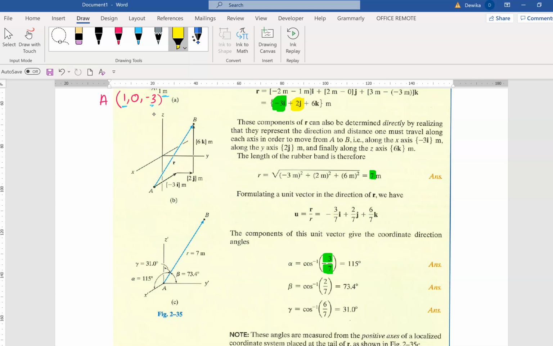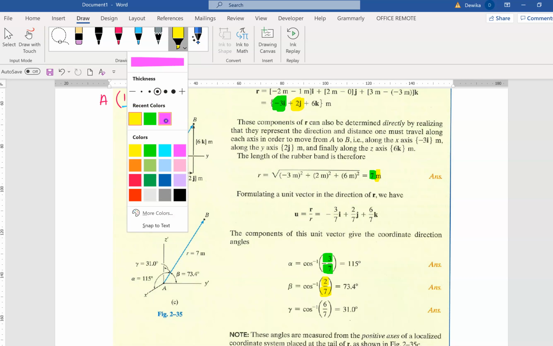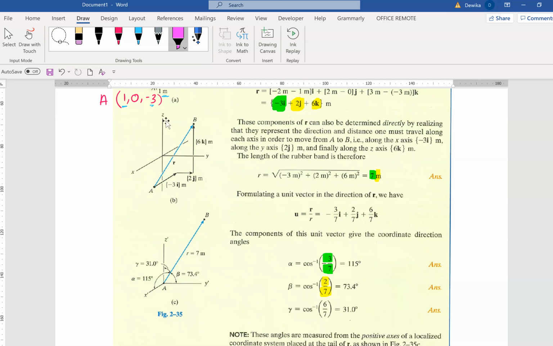And then we have positive 2. Positive 2 over 7, the magnitude of 7 here. Okay, that would be your beta. And the last one, you take the 6. Okay, you take the 6 and you divide by 7, so you get 6 over 7, you get the gamma.